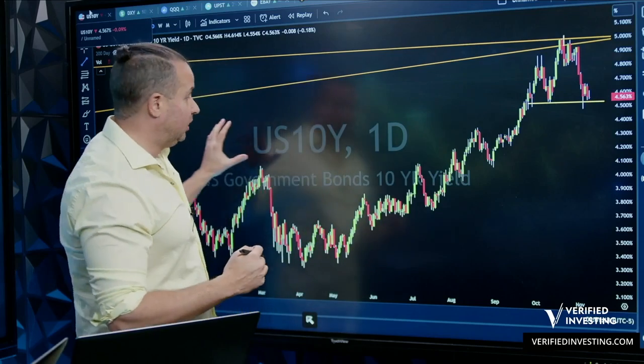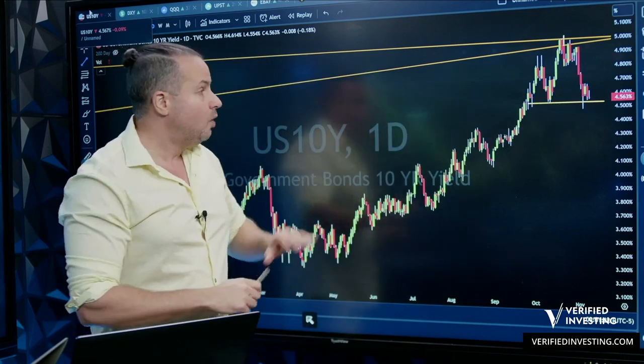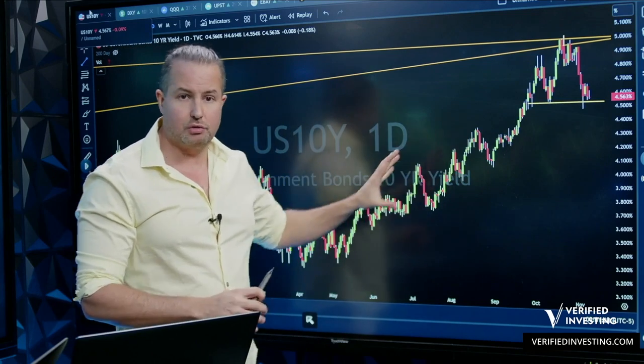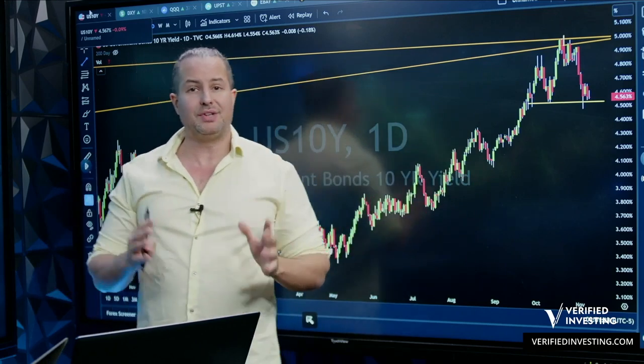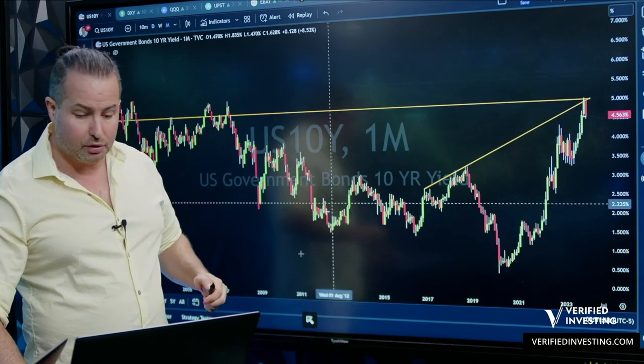Okay, so basically we have the 10-year yield sitting right on top of technical support right here. What I'm going to do today, we talked about this yesterday, so I'm not going to go into this today. There's not a lot of changes, but what I wanted to do was something different. Let's look at the bigger time frame. We're going to flip over to the monthly chart.